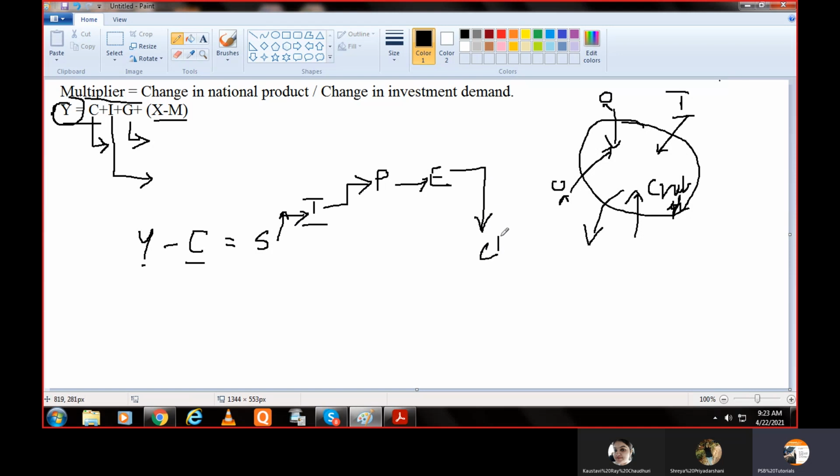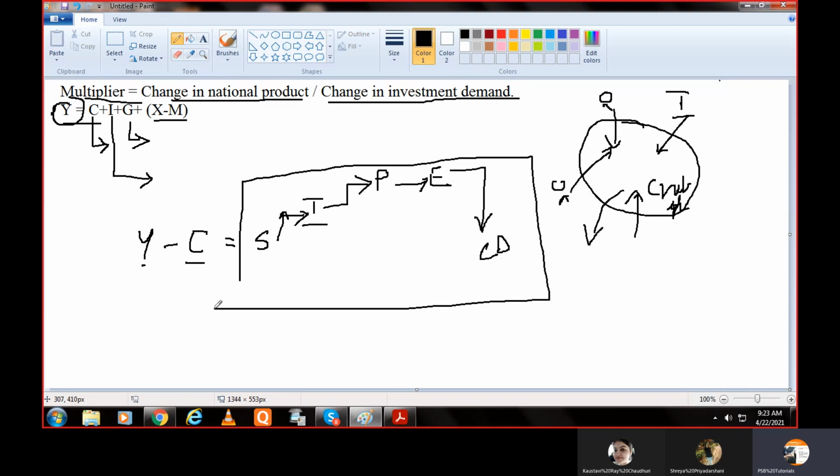the consumption demand, right? So we can understand that the multiplier is actually the change in national product by change in investment demand. Simply, our income level, that is national product, or you can say national income, is getting influenced by your entire demand. Because ultimately, everything works in a cyclical manner. Higher is the saving, higher is the investment. Higher is the investment, higher will be the production capacity. Higher production means higher employment, and more employment means more consumption demand.